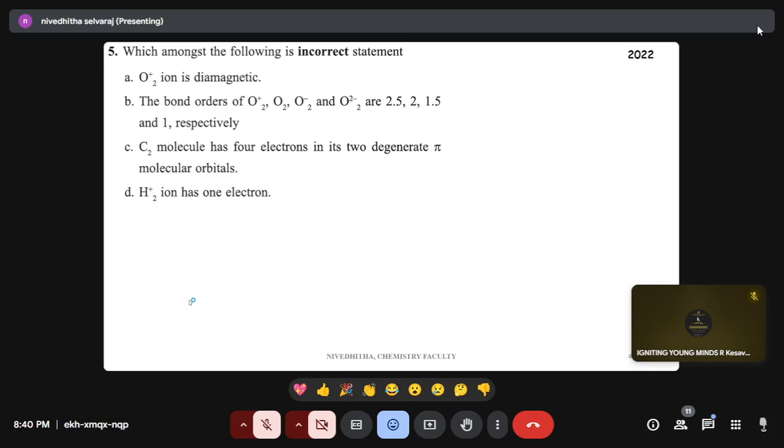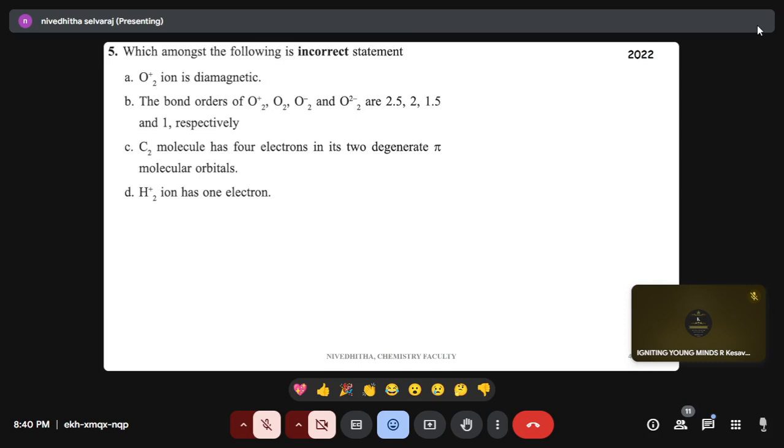I think option A is incorrect, ma'am. Okay, why? It has an odd number of electrons, ma'am. Odd electron in the sense? O2 plus has 6 plus 5, 11 electrons, ma'am. So a single orbital is not full, ma'am. Fine. Okay.